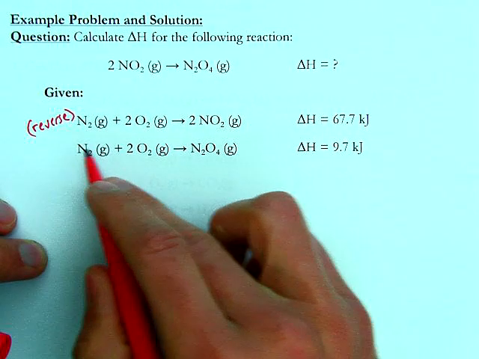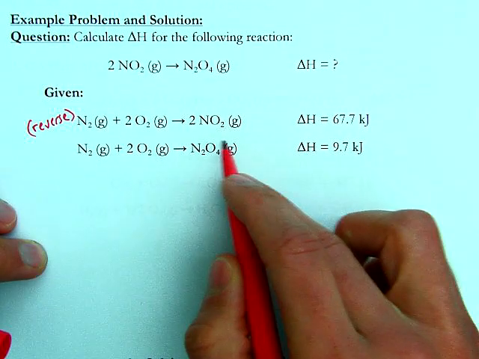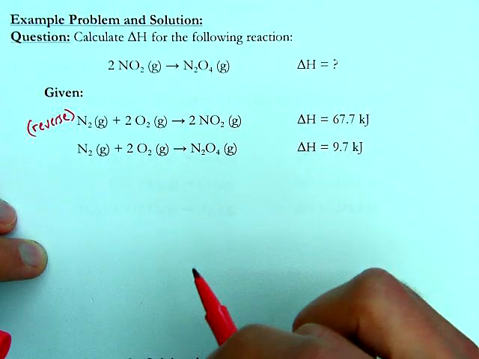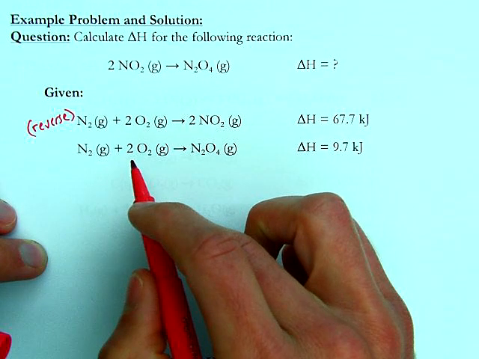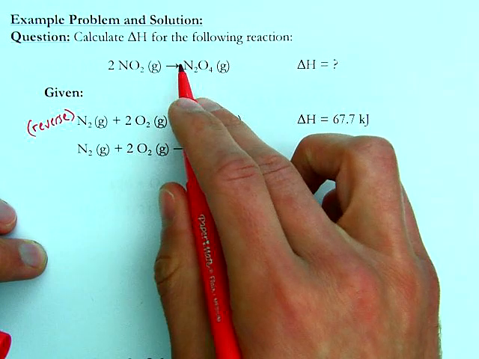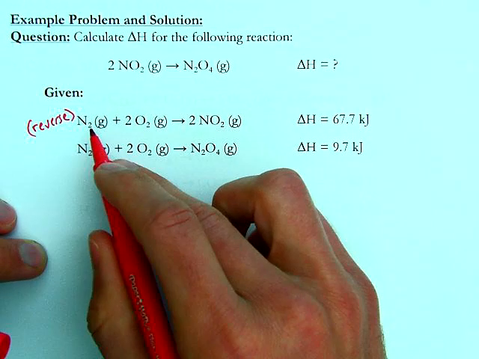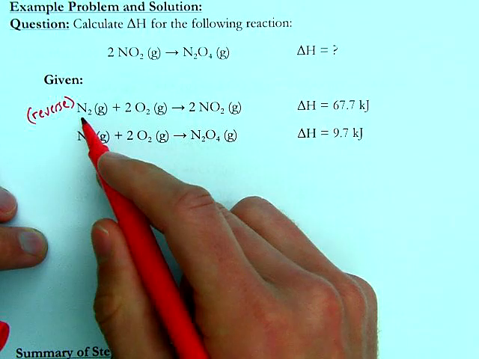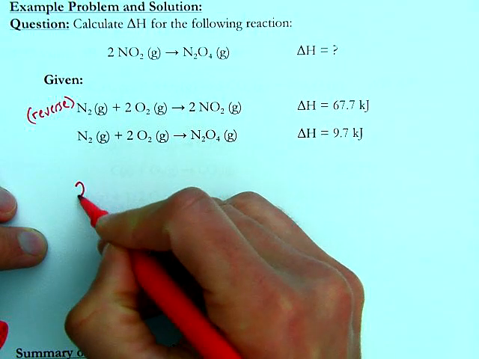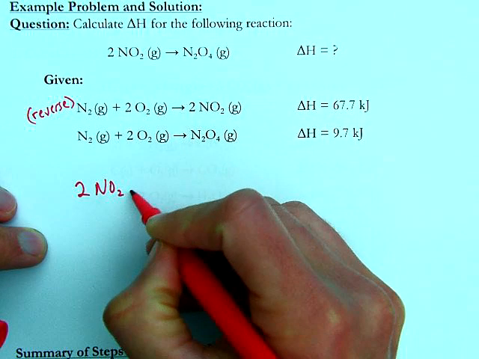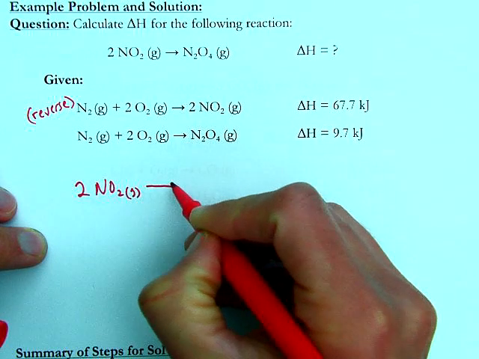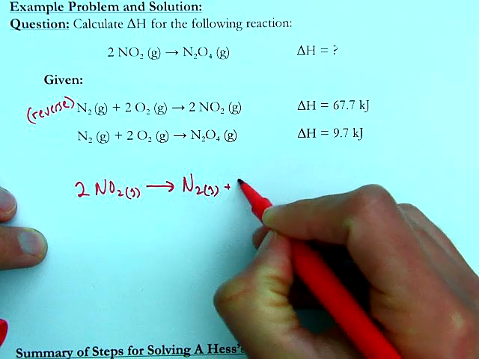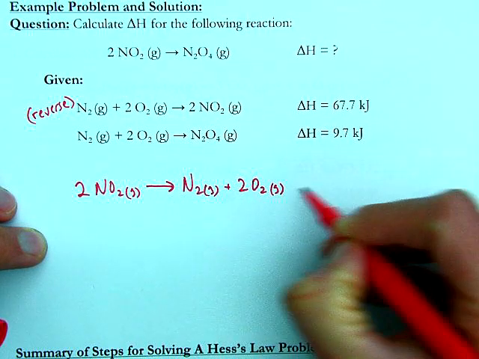If we wanted to, we could multiply a whole equation by 2, or by 3, or divide an equation by 4, whatever we need to do. We can flip them and multiply them as needed so that when we add them together, we end up with exactly this. So I'm going to rewrite this down below. If I reverse this equation, I'm going to have 2NO2 gas, arrow, N2 gas plus 2O2 gas.